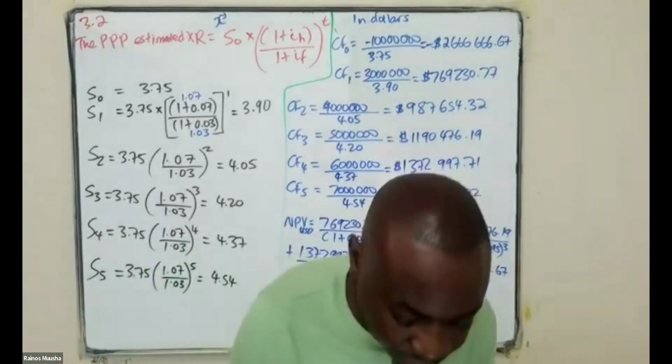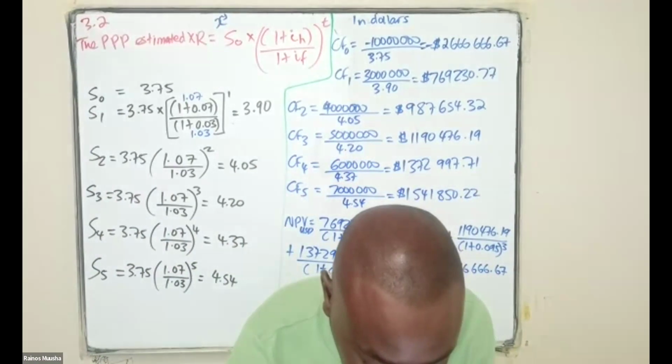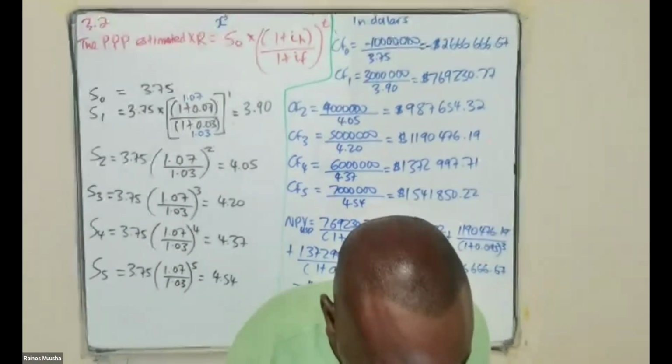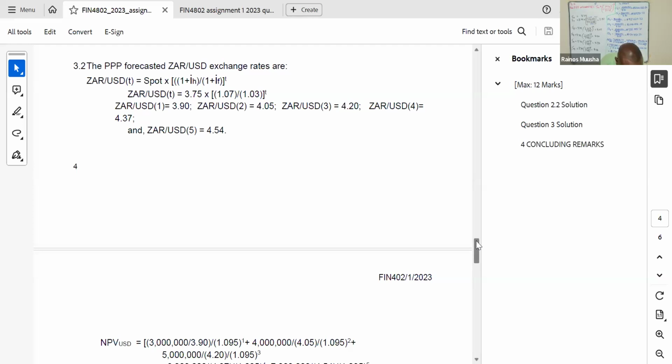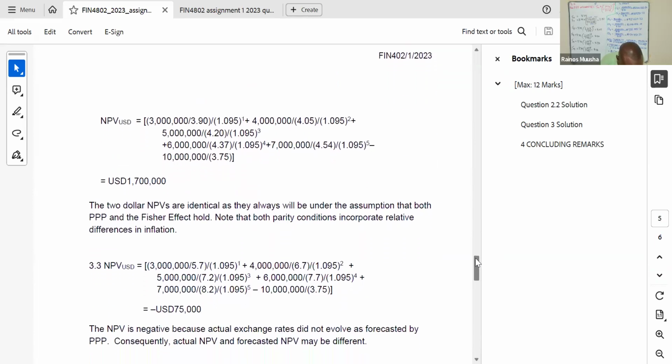Now, for question 3.2, if you check the lecturer's memo, you'll see that we estimated the exchange rate there, and then the lecturer puts everything all at once, and they say the amount is exactly 1.7 million US dollars. So in this case, they say the two net present values are identical, as they always would be under the assumption that both purchasing power parity and the Fisher effect hold. Note that both parity conditions incorporate relative differences in inflation as well.